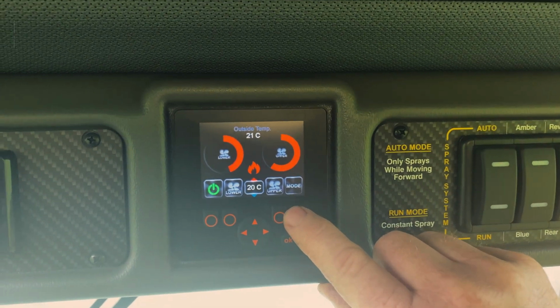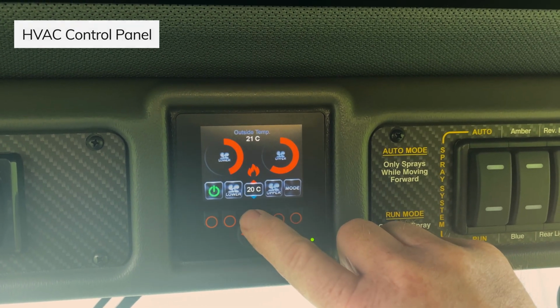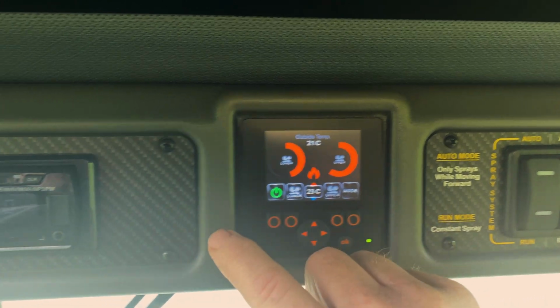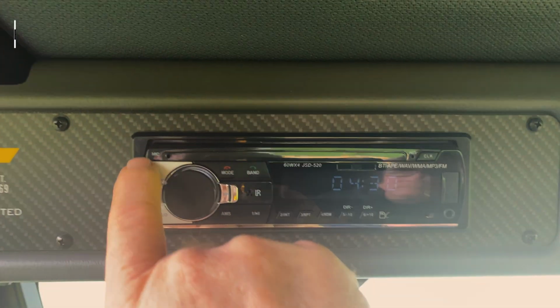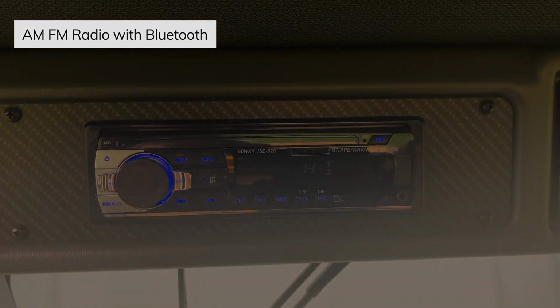This is the HVAC control panel for the trackless tractor. It controls your heating system, your air conditioning system, and also your defrost. Far left, we have AM/FM radio, Bluetooth compatible.